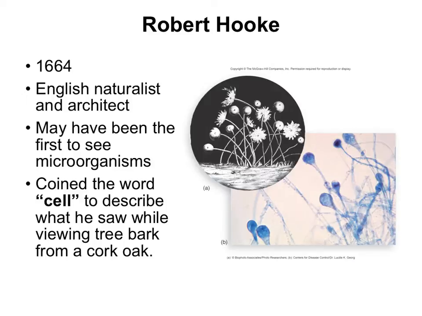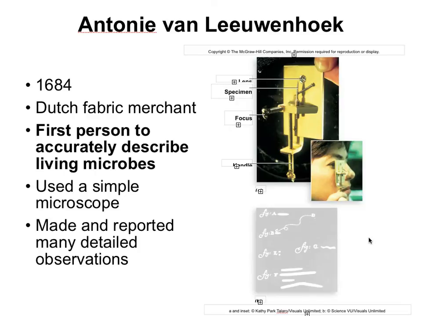He looked at spots of mold on his sheepskin book cover. These are what we can see in his images here. The one in the circle is what he drew in his notebook. And here you can see a slide of the same type of fungi. It's the work of people like Robert Hooke that paved the way for Antoine van Leeuwenhoek.